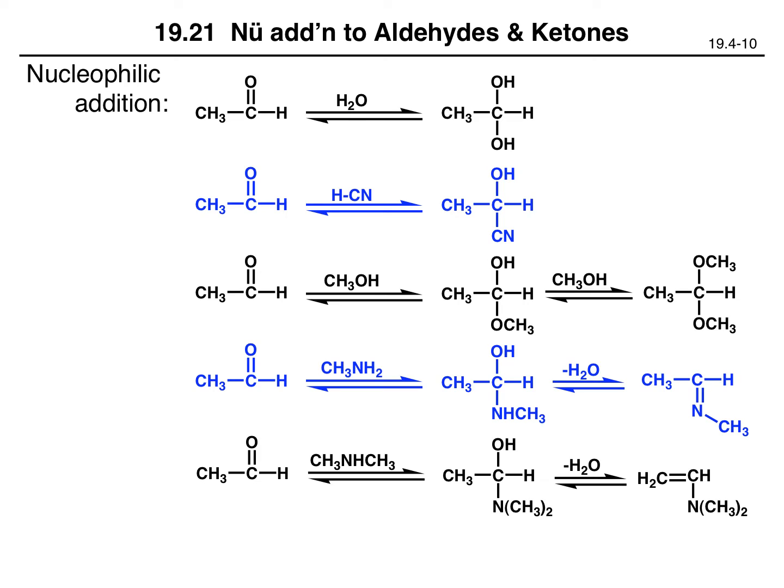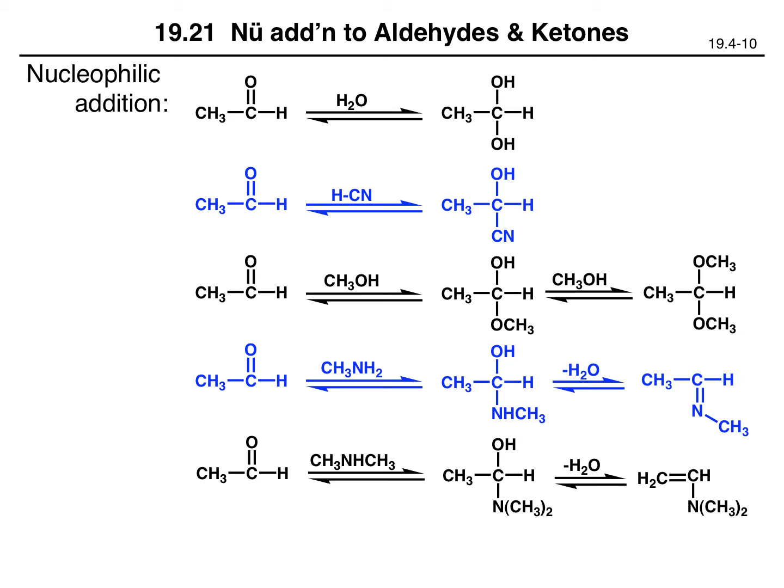In our first example, water is added to convert an aldehyde to a hydrate. Next, an aldehyde is treated with hydrocyanic acid to form a cyanohydrin. Next, an aldehyde can be treated with alcohol to form first a hemiacetal, but then with additional alcohol, it will form what's called an acetal.